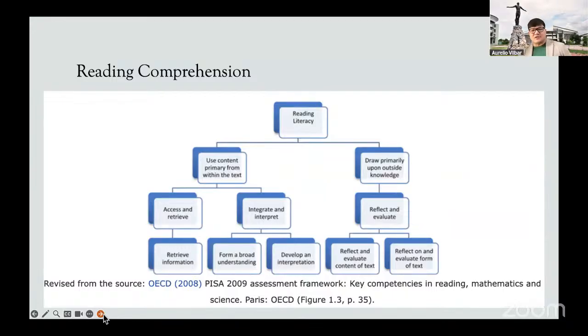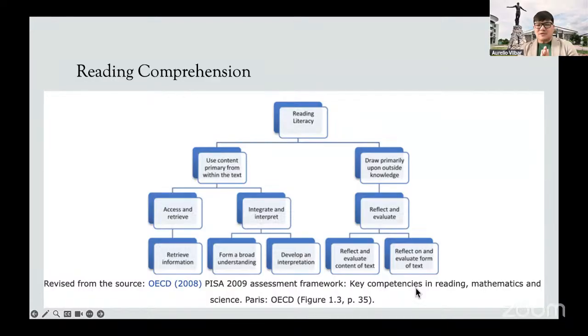Reading comprehension. Anong framework ng reading comprehension nila? First, just like what I showed you earlier, may test. I'll show you a sample PISA test. Ito yung reading comprehension. It would use texts from sciences, social sciences, and humanities. Ganun po yun. Now, meron bang poetry? Wala masyadong poetry. I haven't seen sample pa.